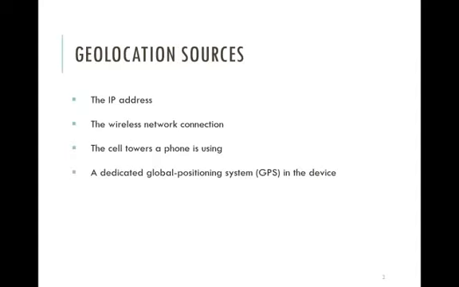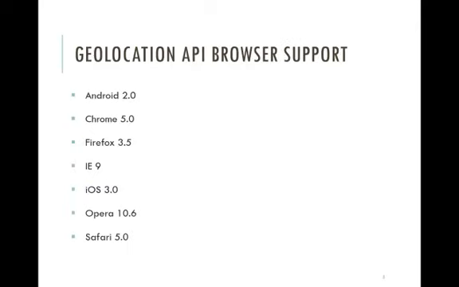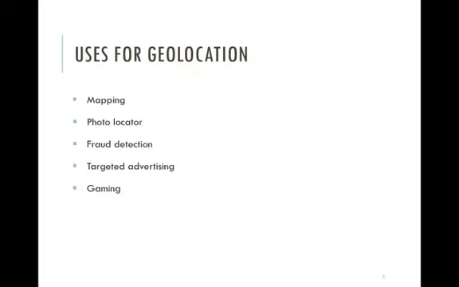Geolocation sources give you the IP address, the wireless network connection, the cell tower that the phone is using, or a dedicated global positioning system in the device. They're not always accurate, and in general, the IP address is accurate to the city, wireless to 20 meters, cell to 100, and the embedded GPS to 10. Here's the different API browser support. Now we have many uses for geolocation, things such as mapping, photo locator, fraud detection, targeted advertising, or gaming.